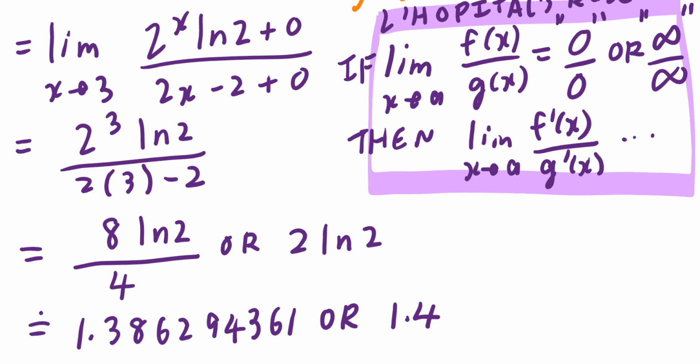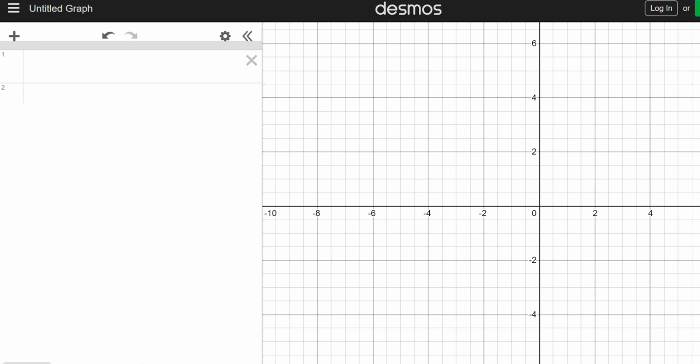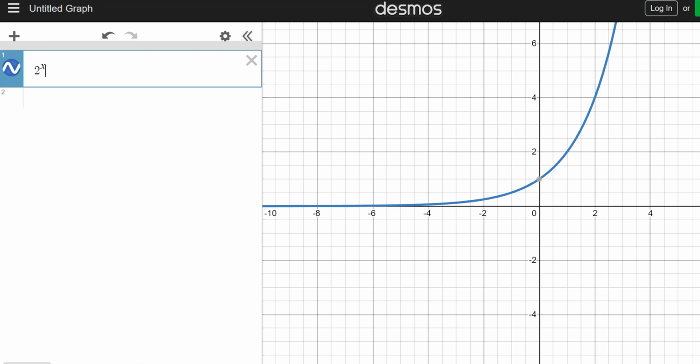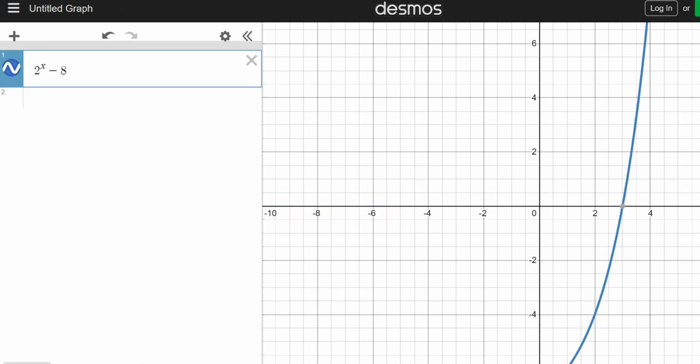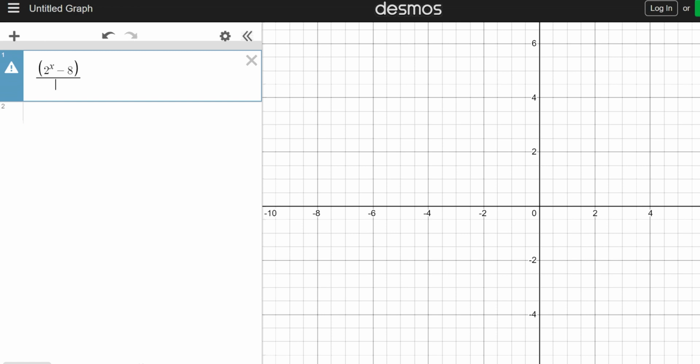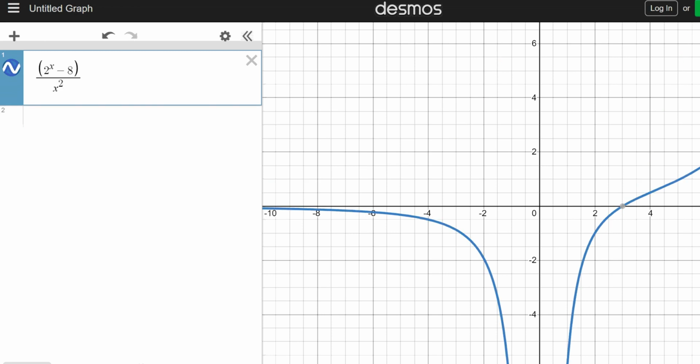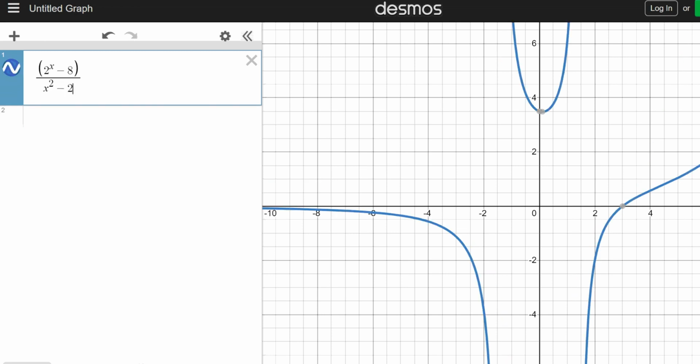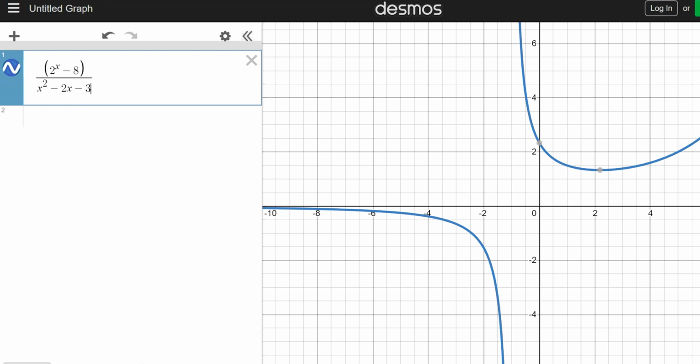Now, most students would stop here. They found the limit, it's good enough, they leave good enough alone. But we're going to go above and beyond. Let's over deliver by double checking. This is Desmos, and all you have to do is graph the function. So 2 to the power of x minus 8 divided by x squared minus 2x minus 3.